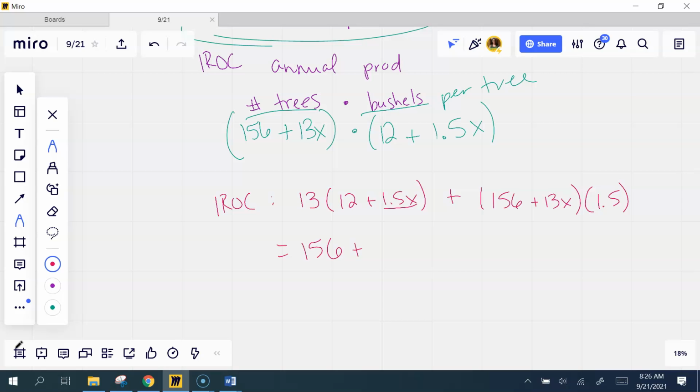156 plus 19.5, that was really close, plus 234. If I was filling it today, I'd have done that in my head, but I just wasn't. 1.5 times 13. We just did that. 19.5. So this is 156 and 234, which is 390. Waiting on all you mental math geniuses. 39.